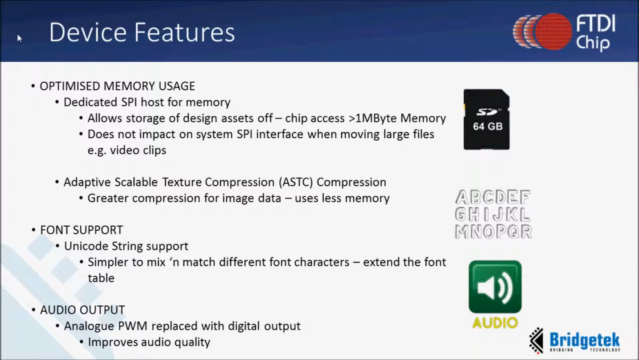It also includes support for the adaptive scalable texture compression codec. This allows for greater compression of image data, which uses less memory. We have Unicode font support now, which means it's simpler to mix and match different font characters and extend the font table. And finally, the audio output is changed from an analog PWM pin to a digital audio output. This should improve audio quality.